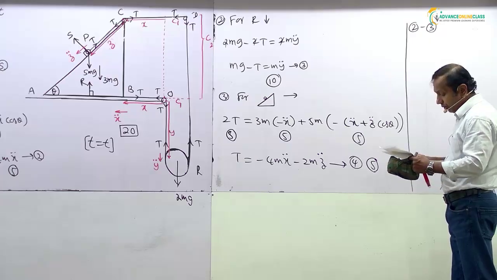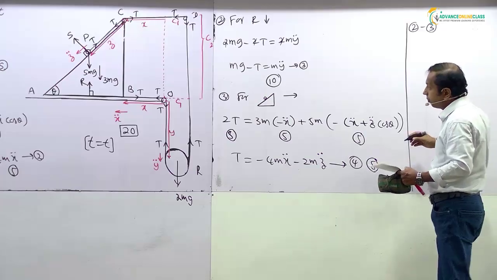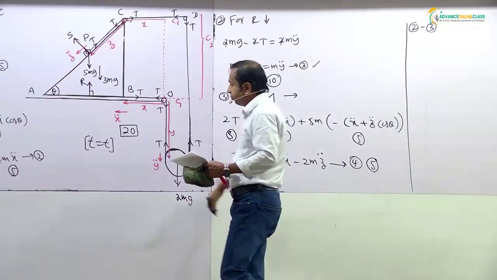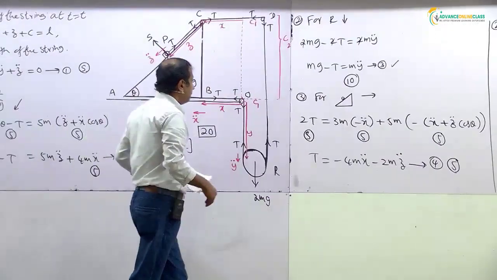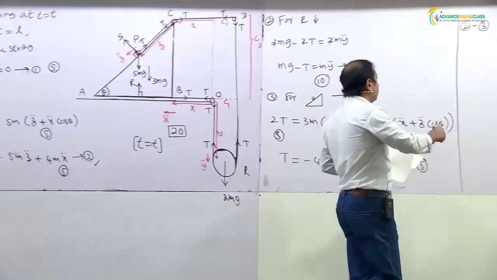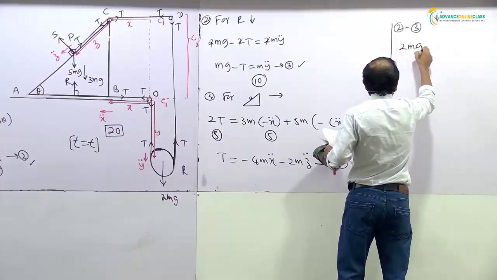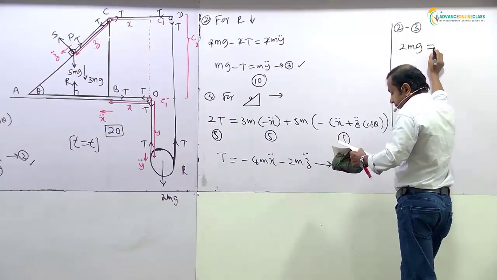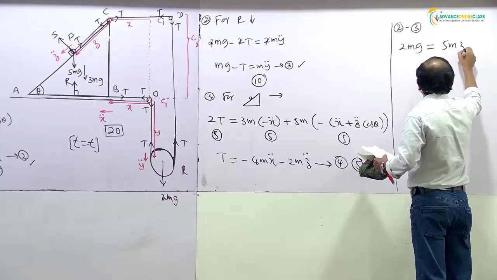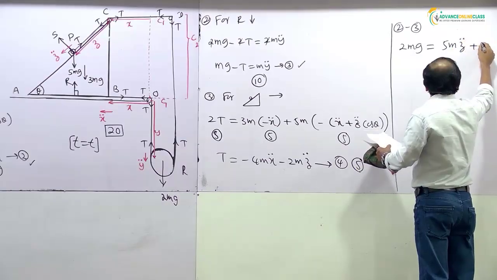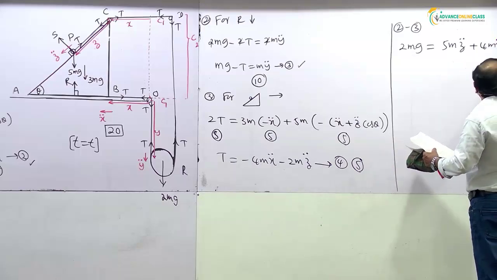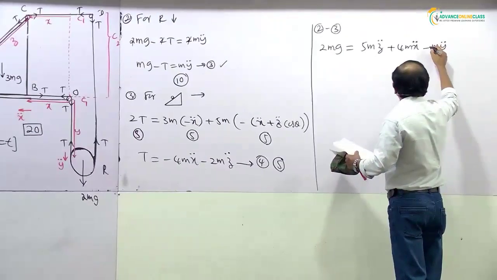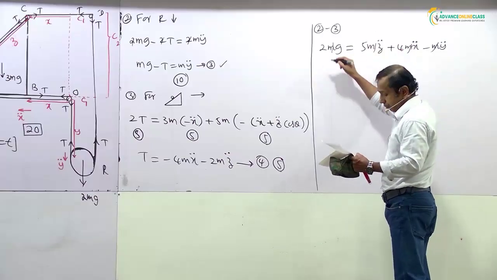Right, when you take 2 minus 3, this is number 3 and this is number 2. 3mg minus mg, 2mg. Minus T and minus T will cancel off. We get 2mg. Right hand side we get 5mz double dot, 4mx double dot minus my double dot. Minus sign you can cancel down.